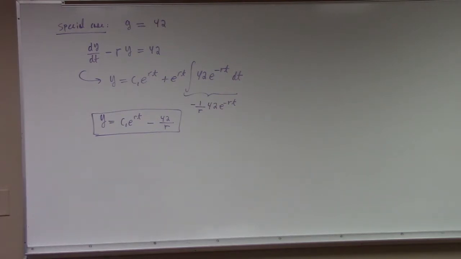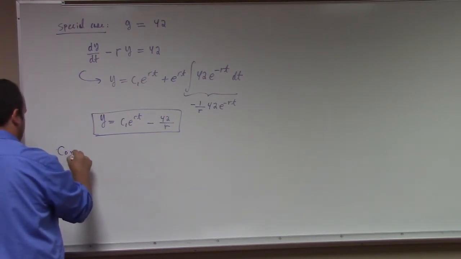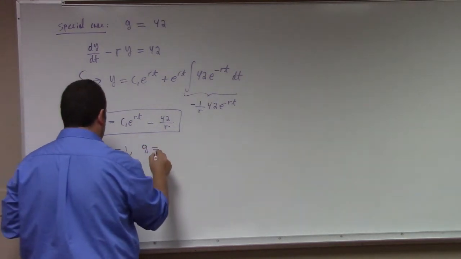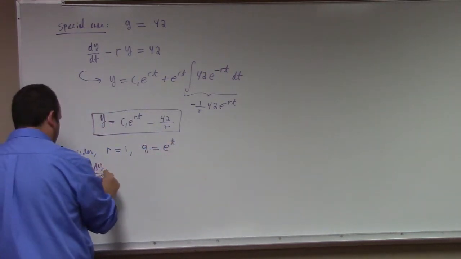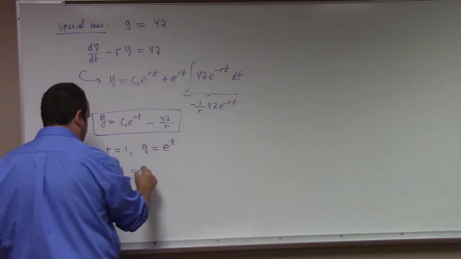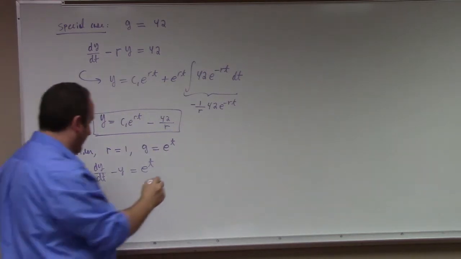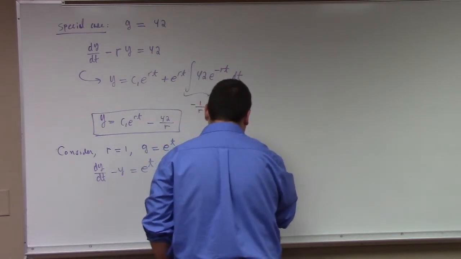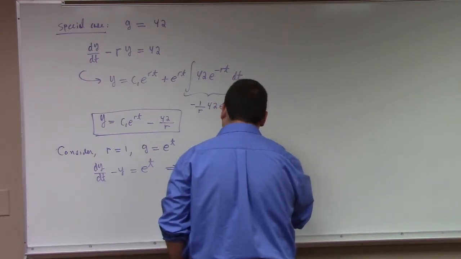Another interesting case, let's be more specific. Let's consider, just to make this a little bit less abstract, r equals 1 and g equals e to the t. So we'd be solving dy dt minus y equals e to the t. Then this general solution I just worked out would suggest what? y equals c1 e to the t plus e to the t times the integral of e to the t dt.